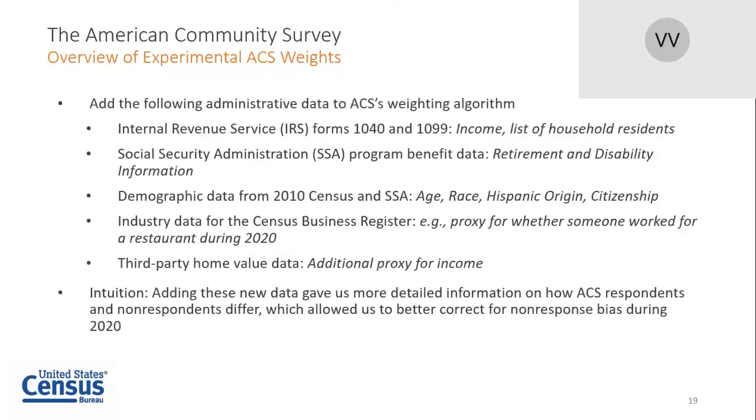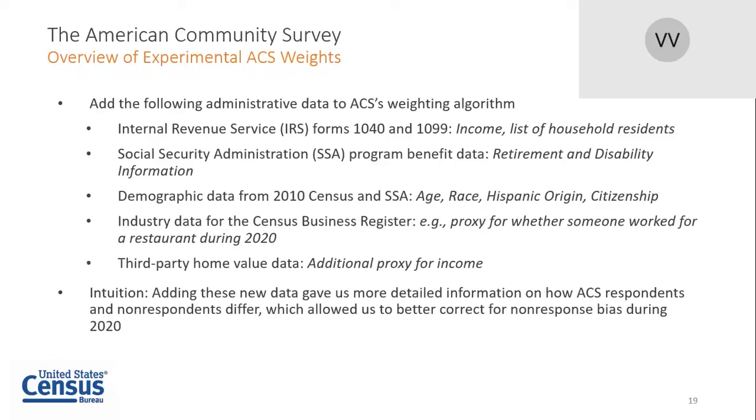So as discussed previously, it was determined that something different needed to be done for the 2020 ACS. That is what led to these experimental weights. At a really high level, what we do is add a lot more variables and data sets to the weighting process. More specifically, we add the following administrative data sets to ACS's weighting algorithm.